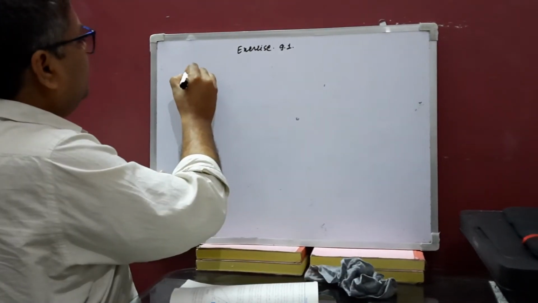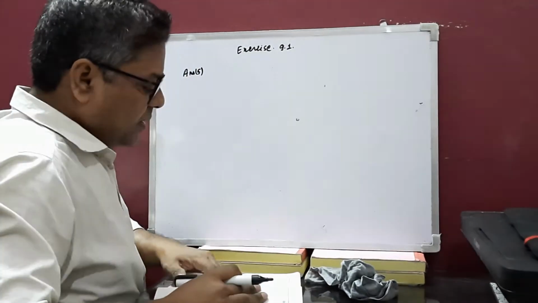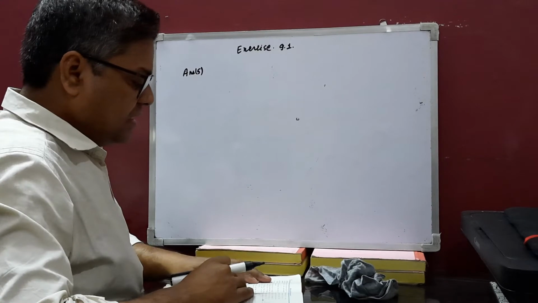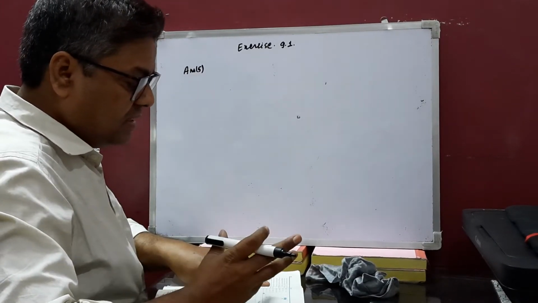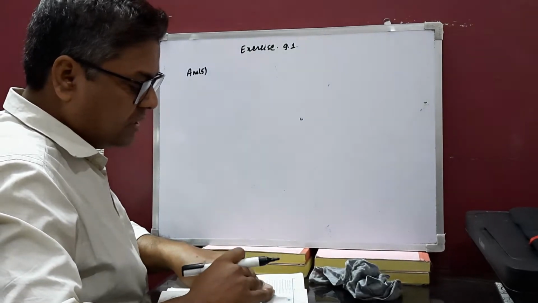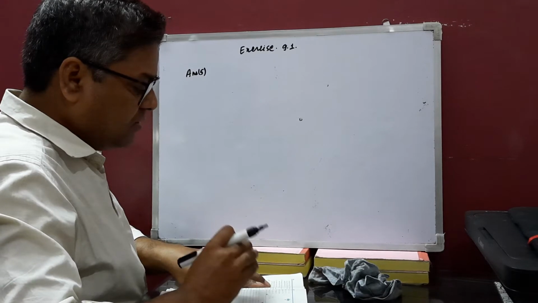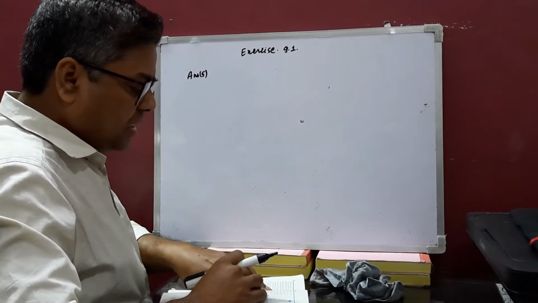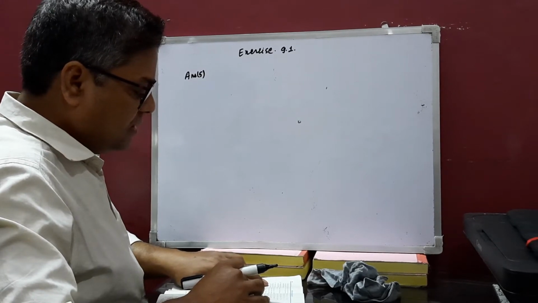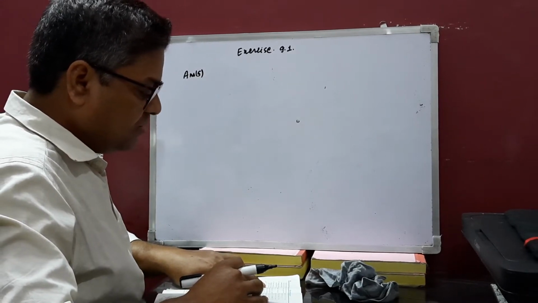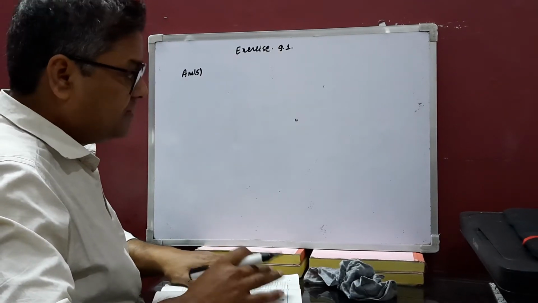Now question number 5. In this question, a kite is flying at a height of 60 meter above the ground. The string attached to the kite is temporarily tied to a point on the ground. The inclination of the string with the ground is 60 degree. Find the length of the string, assuming that there is no slack in the string.